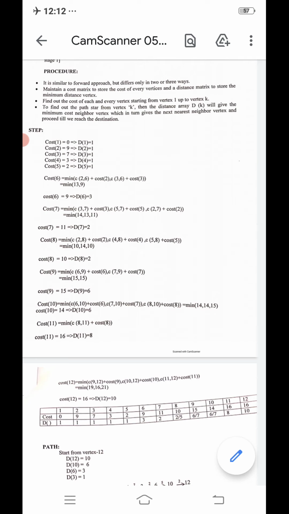Okay, minimum of cost of 2 comma 8, 1 plus cost of 2, 9, 1 plus 9 how much? 10. Comma cost of 4 comma 8, how much? 11 plus cost of 4, 3, 11 plus 3, 14. Comma cost of 5 comma 8, how much? 8 plus cost of 5, how much? 2. 8 plus 2, 10. Here which value is minimum of 10 comma 14 comma 10? Now we have to choose the first value. Cost of 8 will be assigned to 10, minimum value will be 10.